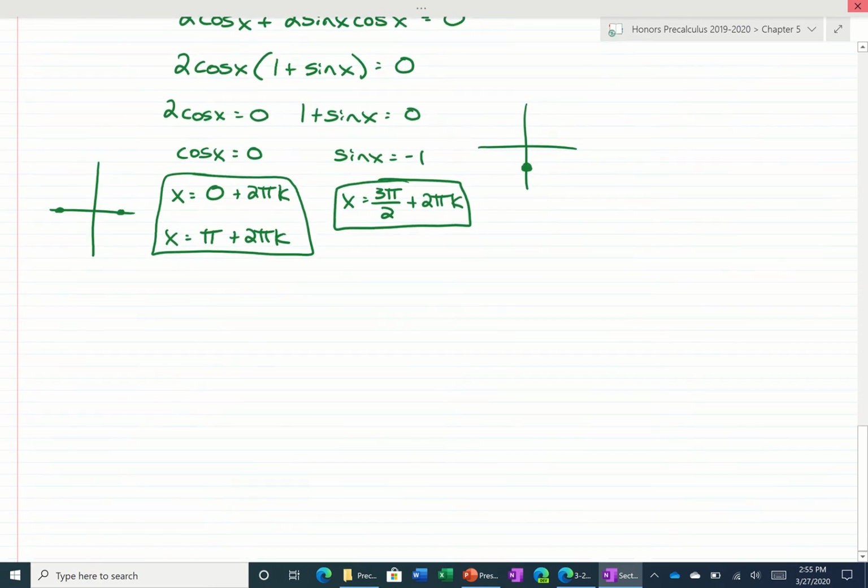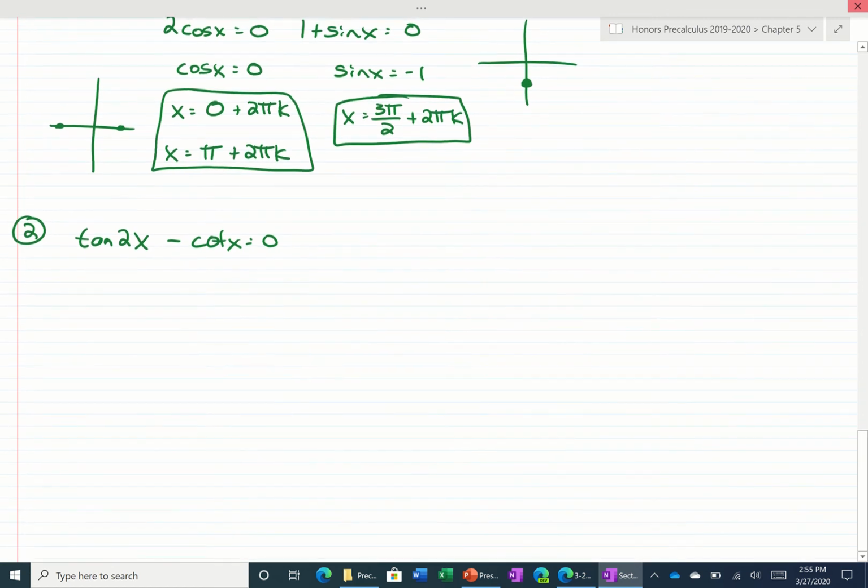Okay, let's try something else. What about the tan? And if you have any questions, just yell out and I'll stop, okay? Tangent of 2x minus cotangent of x equals 0. So I'm going to use the formula. Tangent of 2x is going to be 2 times the tan of x, divided by 1 minus tangent squared of x. And cotangent, let's just write everything in terms of the same trig function, minus 1 over the tangent of x.